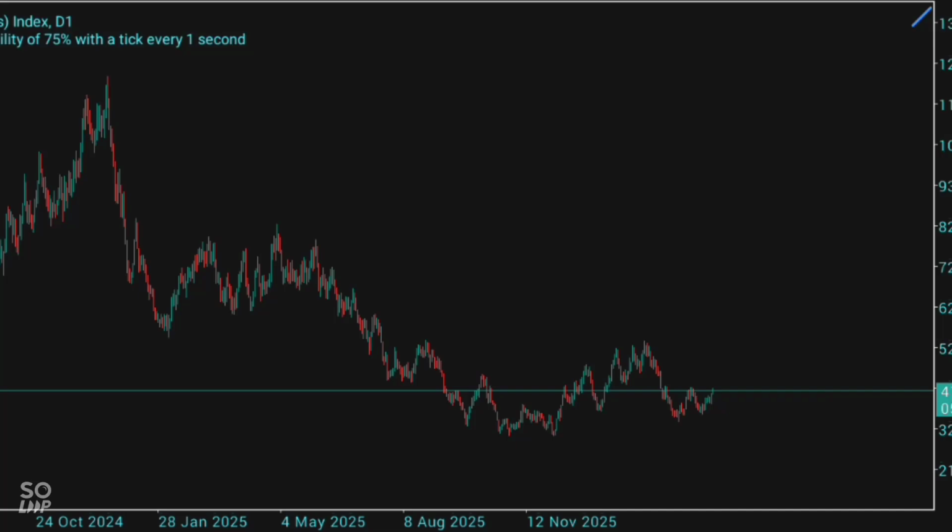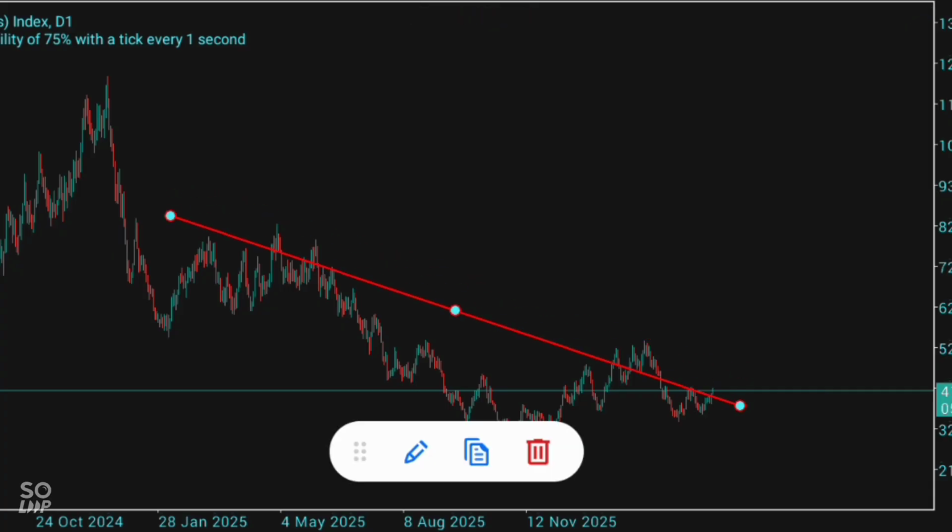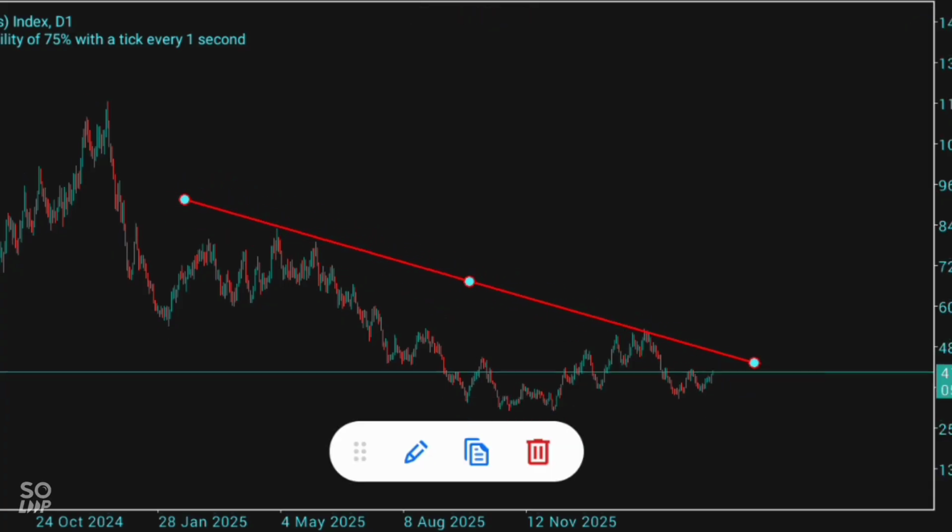For your trend line to be valid, it must touch 2 to 3 or more points, be it swing highs or swing lows, for the trend line to be strong enough. What I mean by swing highs are those points like the lower highs here. Those high points, those are the swing highs.